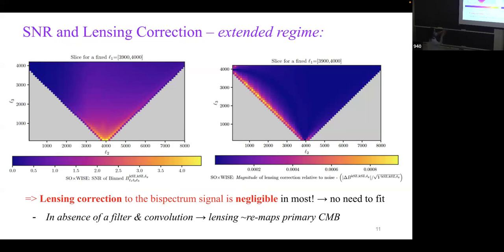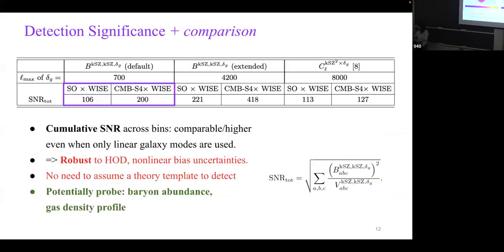And earlier I forgot to mention, what I'm showing in the plots here is a slice for a fixed L1. Because your bispectrum is a function of L1, L2, L3, I'm showing slices in L2, L3 space for a fixed L1. With this pattern that I'm showing here, we see across different L1 slices that most of the signal is in the squeezed triangles. And the signal is higher when your CMB modes are high L, because that's where your KSZ is dominating. So another advantage is that because the lensing correction is negligible in most bins, you don't need to fit for it separately.